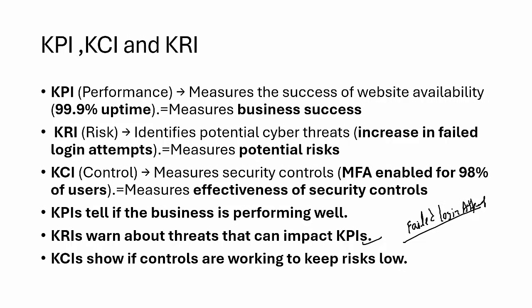So KPIs tell us if we are meeting goals, KRIs warn us if risks threaten our goals, and KCIs ensure security controls are keeping the risk low. So by following this, we validate the things. So how to set that?